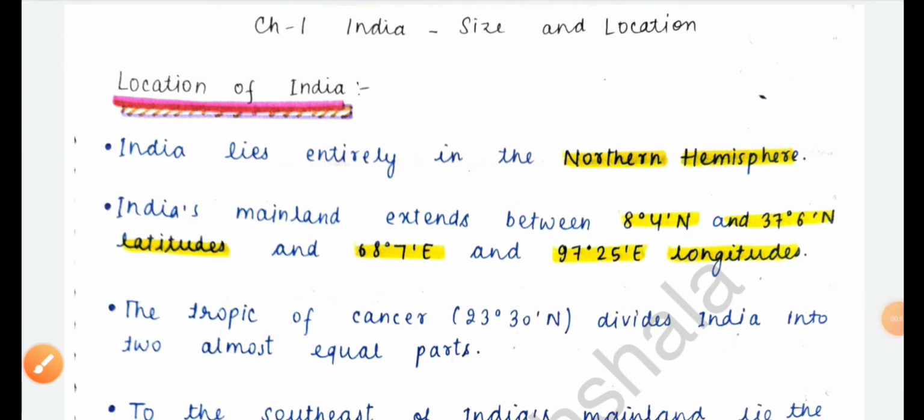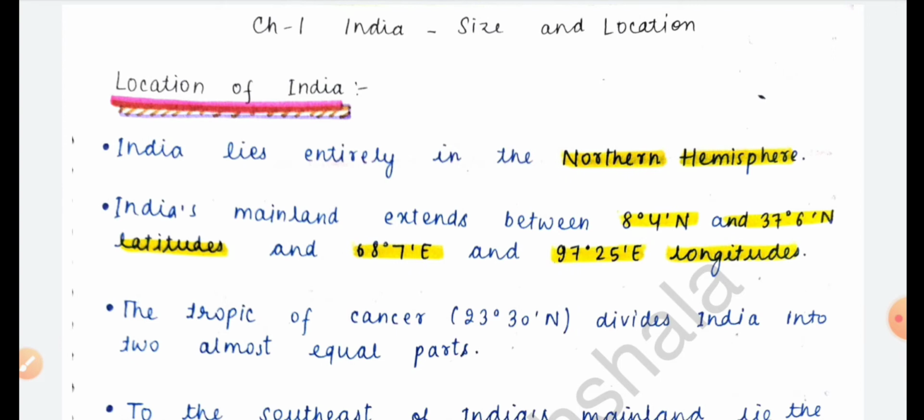India's mainland extends between 8 degree 4 minute north and 37 degree 6 minute north latitudes and 68 degrees 7 minute east and 97 degree 25 minutes east longitudes. These are basically the latitudes and longitudes of India. The Tropic of Cancer divides India into two almost equal parts.